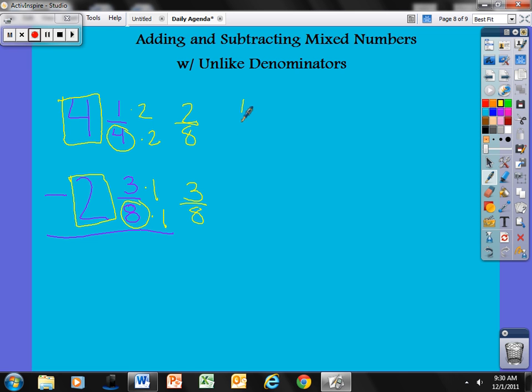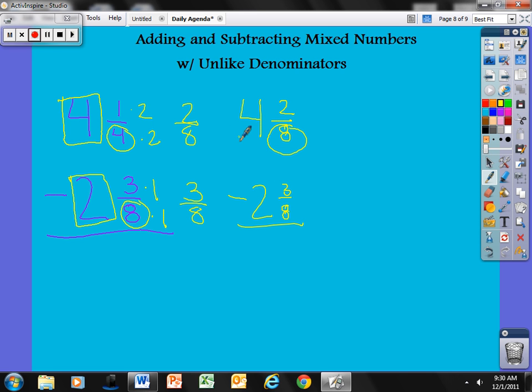Let me write this over here a little neater. 4 and 2 eighths minus 2 and 3 eighths. I cannot subtract 3 eighths from 2 eighths, so we have to go back to our skill from yesterday. Because my denominator is in eighths, that means each one of these 4 wholes here is broken into 8 parts. So because I have 4 wholes, I really have 32 eighths over here.